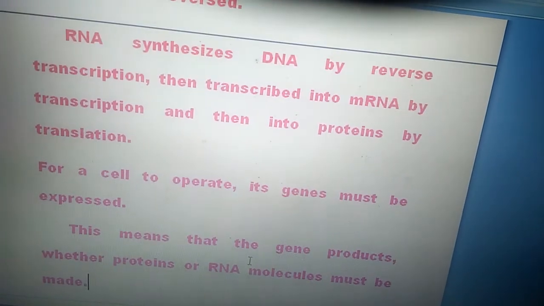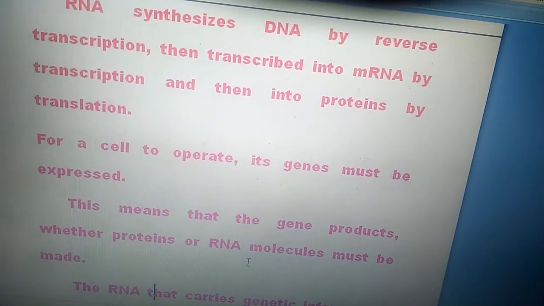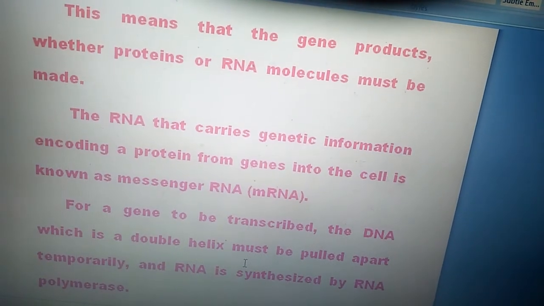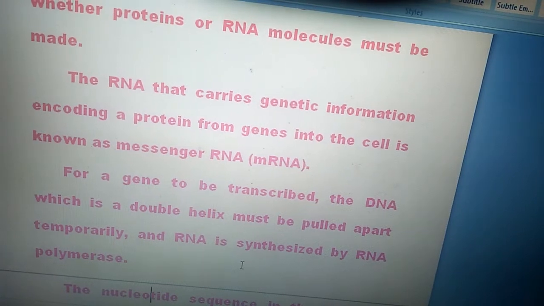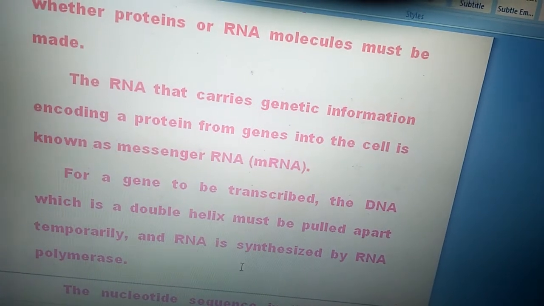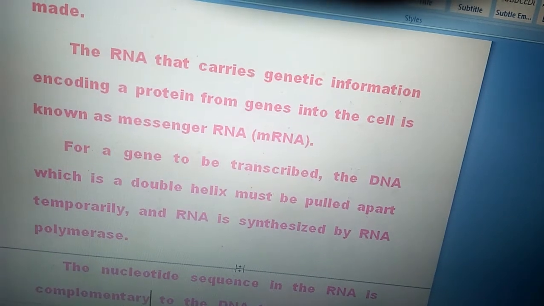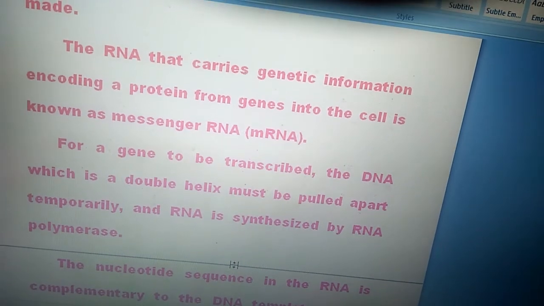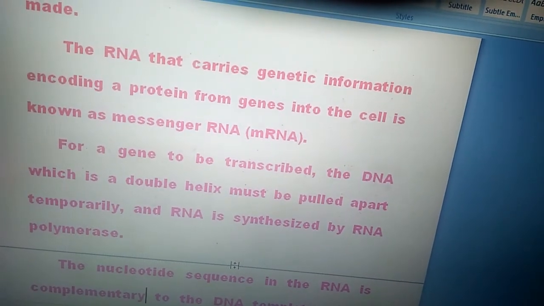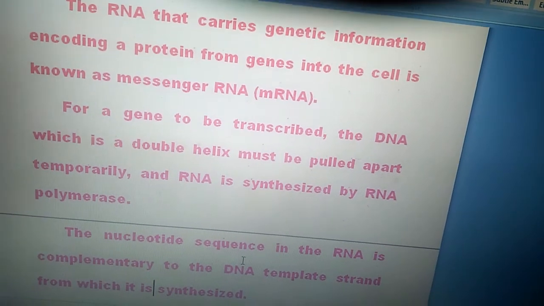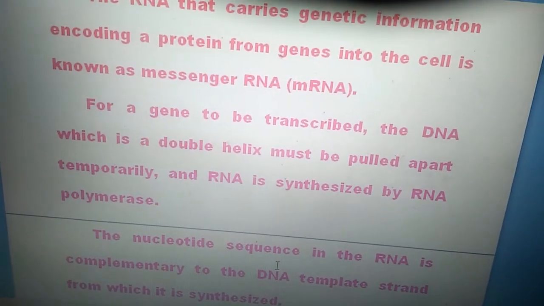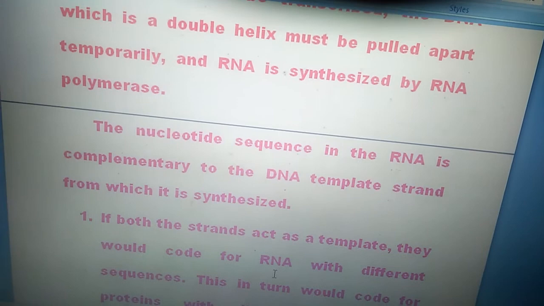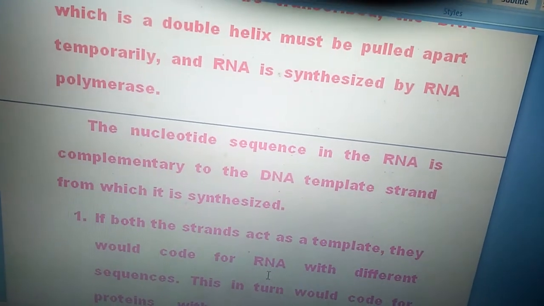The gene product, whether protein or RNA molecule, must be made. The RNA that carries genetic information encoding a protein from genes into the cell is known as messenger RNA. For a gene to be transcribed, the DNA double helix must be pulled apart temporarily and RNA is synthesized by RNA polymerase. The nucleotide sequence in the RNA is complementary to the DNA template strand from which it is synthesized.